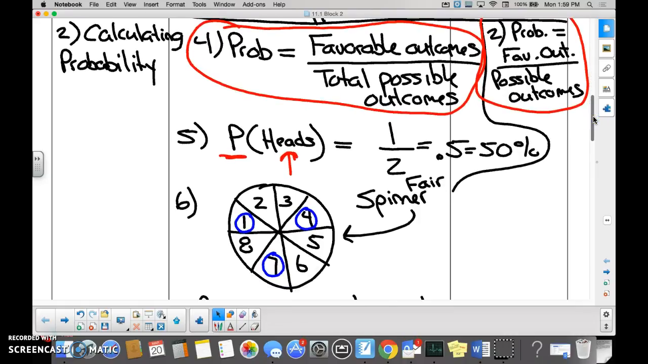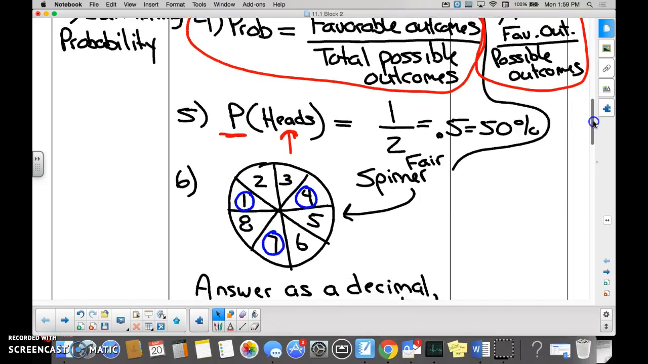What does fair mean? Somebody tell me, Katie, what does fair mean? We're talking about, in number 6, a fair spinner. Each outcome, every number, has an equal chance. Each outcome is equally likely, right? So on a fair spinner like this, there are 8 sections. Each section has an equal chance of happening.